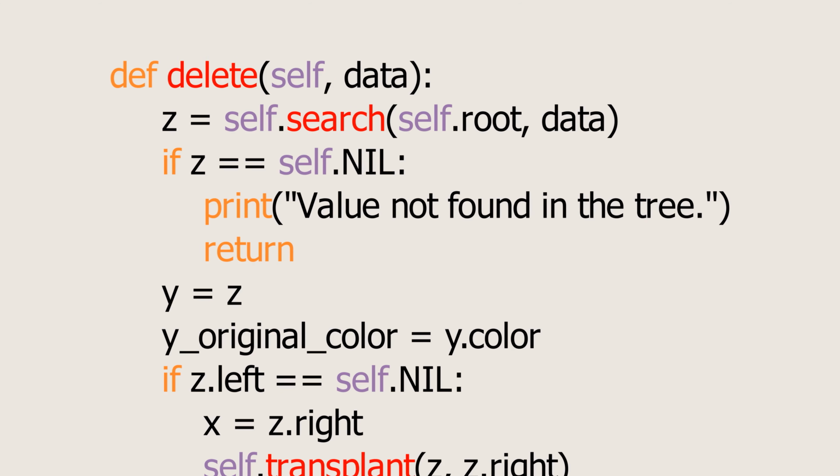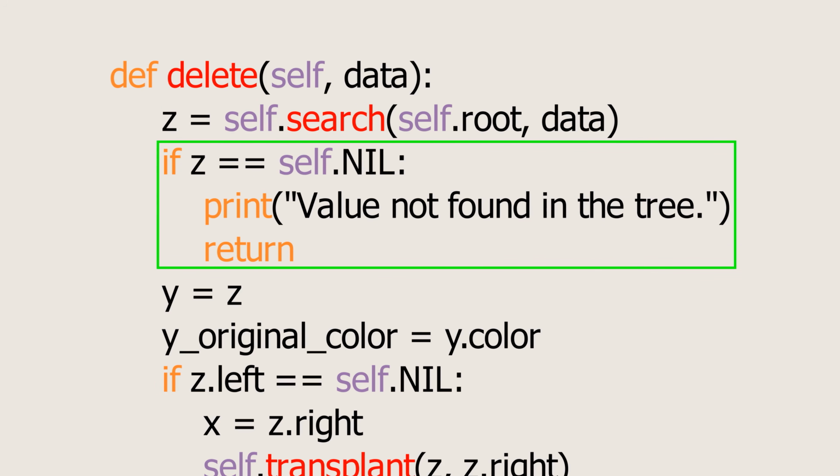Now, let's see the code for this. We'll start by defining the function delete that takes the target element as input, which is the value of the node we want to delete. First, we search for the node using the search function and store that into a variable z. If the node is nil, we stop the operation.